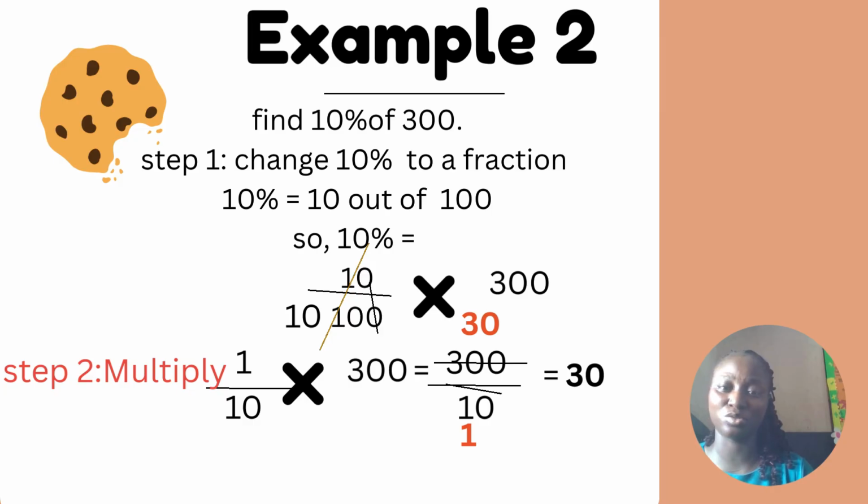10 over 100 is 1 over 10. 10 divided by 10 is 1, and 100 divided by 10 is 10. That will give us 1 over 10. So 1 over 10 times 300. 1 times 300 equals 300. Then 10 times 1 equals 10. So we are left with 300 divided by 10. So 300 divided by 10 is 30. So 10% of 300 is 30.